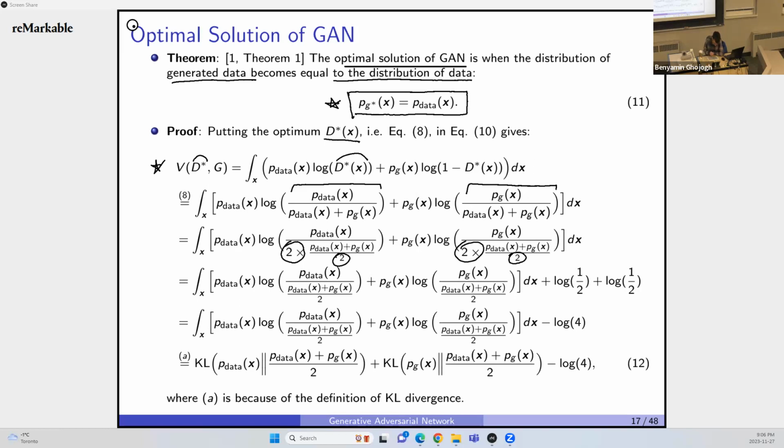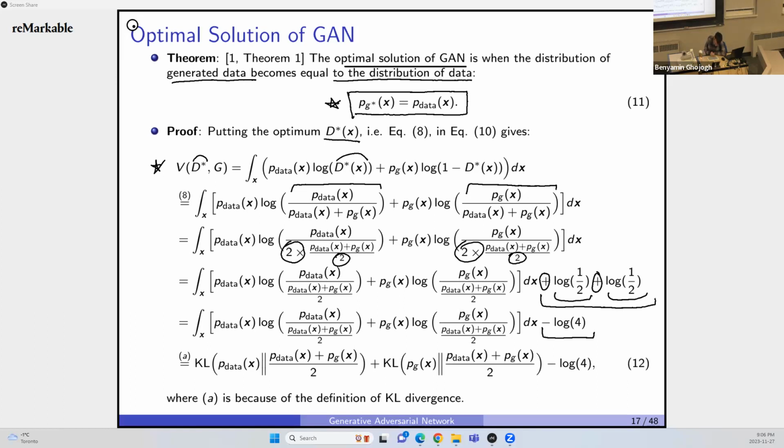Now I bring this log of 1 over 2 out. So I have this and this, because logarithm of AB equals logarithm of A plus logarithm of B. So I have summations. Then these two are simplified to minus log of 4, because log of 1 over A is minus log of A, and the rest as before. Okay.